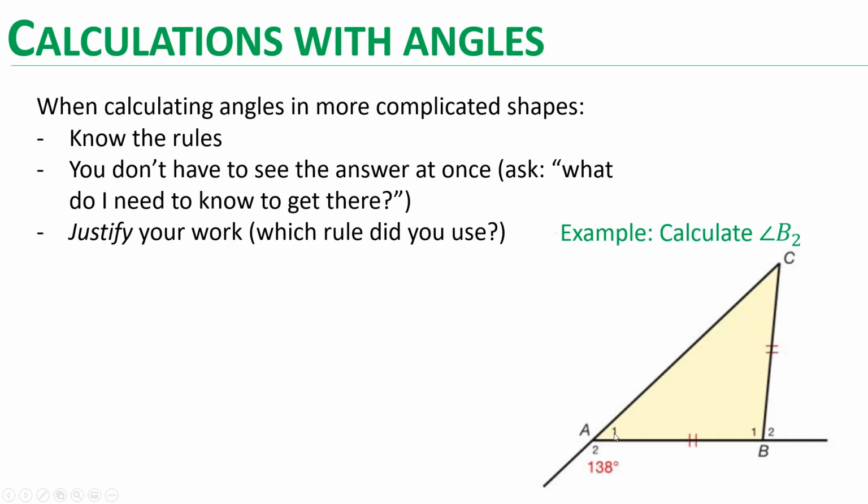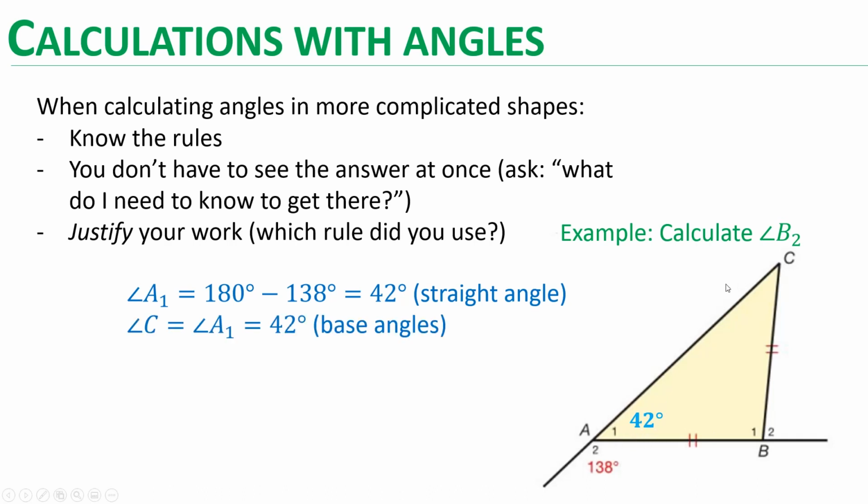So first, A1. A1 and A2 are a straight angle, so I use that as a rule. I write down that angle A1 is 180 degrees minus 138, because it's a straight angle. So that means that A1 is 42 degrees. Now I am going to calculate in this isosceles triangle. I see that this is one of the base angles. So I know the other base angle. I know angle C. That equals angle A1. So that's 42 degrees because of them being base angles of an isosceles triangle.